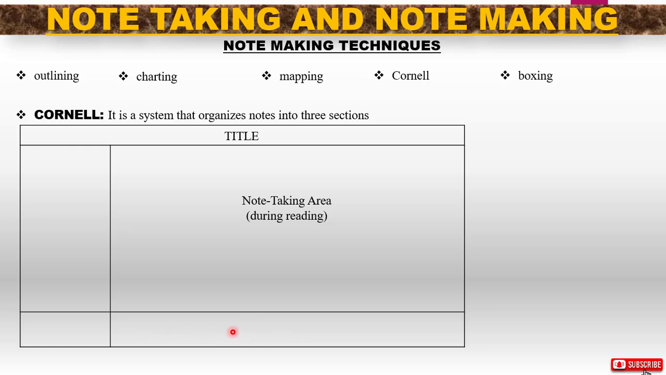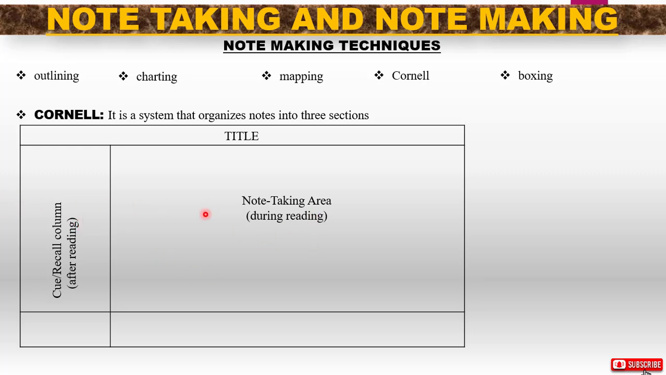How do we organize information in the Cornell note-making system? First of all, the large area or the large portion will be your note-taking area. So here, whilst you are reading, you can make your notes over here. And after you are done reading, we move on to the queue or the record column. Here is where you write the main ideas from the notes that you took, and then the questions that arise while you were taking your notes.